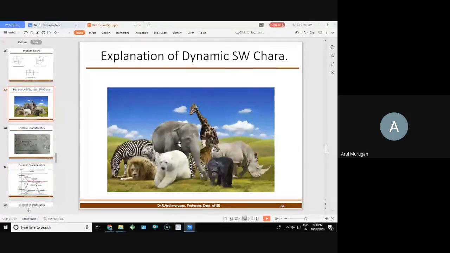Just as with this animal, a particular elephant, what is it doing? It is standing.